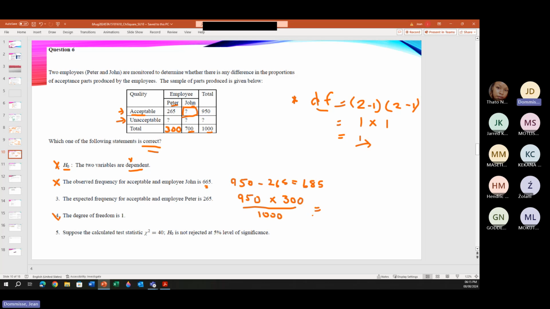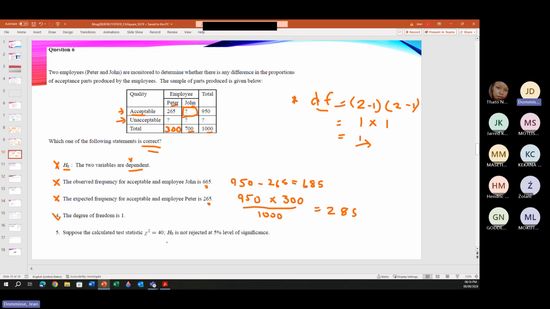Okay, so that's the expected value. So 950 times 300 divided by 1,000 is 285. So that one is also wrong. That 265 is your observed. So the 265 was the observed value. The expected one is 950 times 300 divided by 1,000.